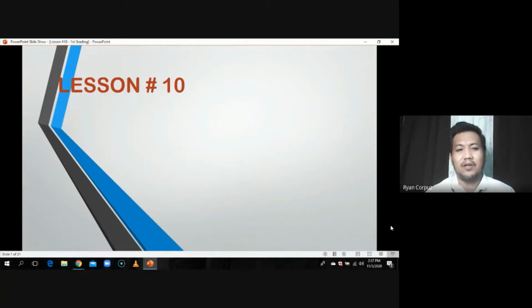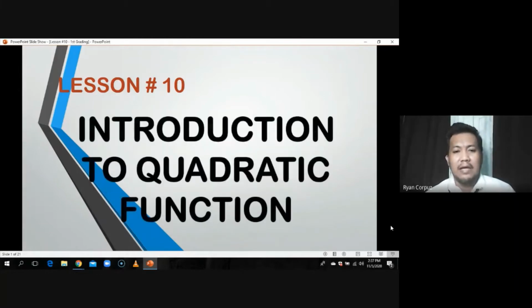So today we're going to continue our discussion. We are now on lesson number 10. Our lesson number 10 will focus on introduction to quadratic function. In this topic, we are going to find out if a given equation is a quadratic function or if a given table of values is showing a quadratic function.